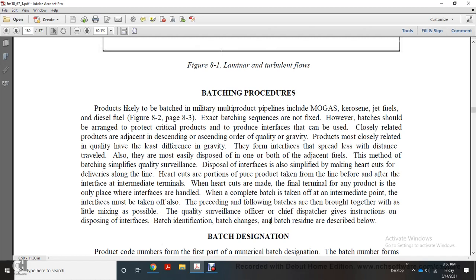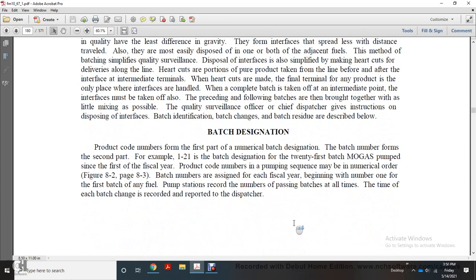Batch designation, batch changes, and batch residual are described below. Batch designation. Product numbers take the form of batch numbers. The first part of the numerical batch designation is the batch number form. The second part, for example, 2-21, designates the 21st batch of MoGas pumped since the first of the official year. Product code number. The pumping sequence may be in numerical order.